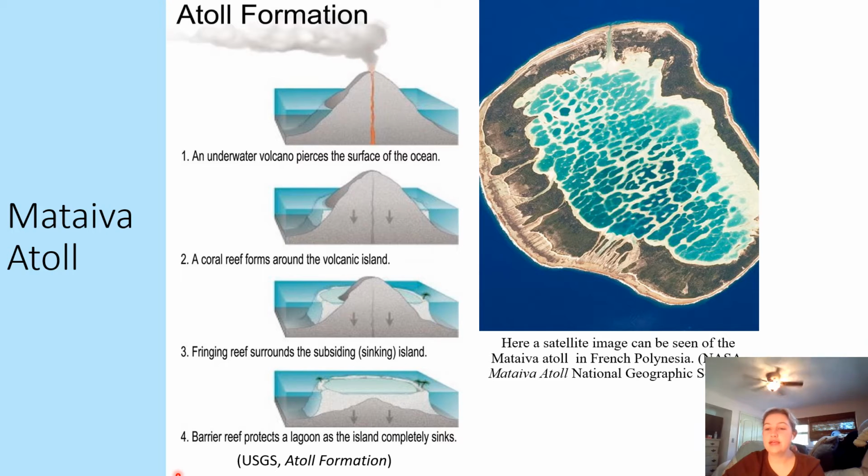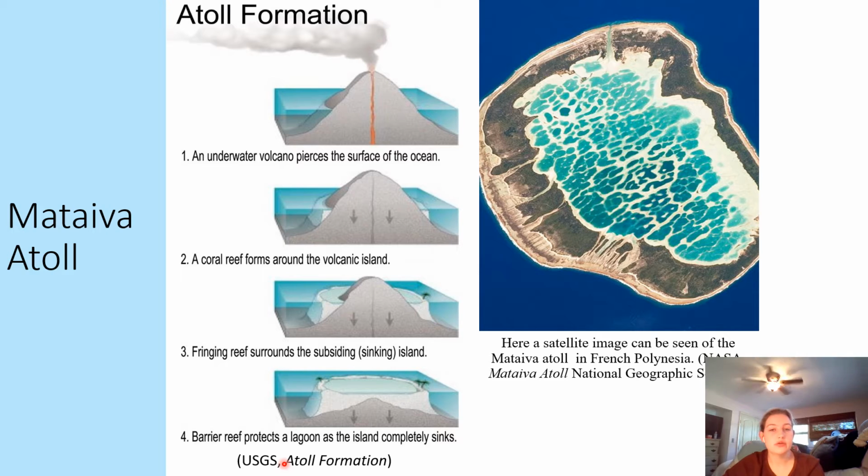Here we have the Matava Atoll. This is a satellite image of the Matava Atoll located in French Polynesia. Here we can see the central lagoon, and the only exit from the lagoon is right here. And then we have atoll formation.